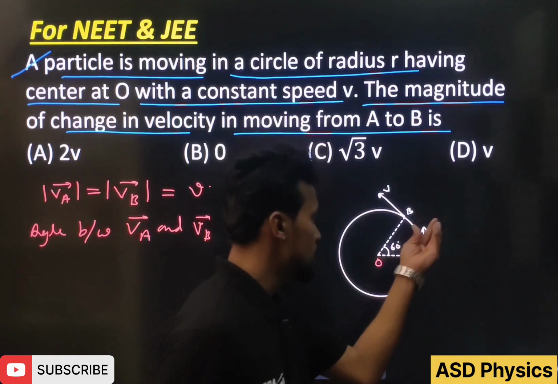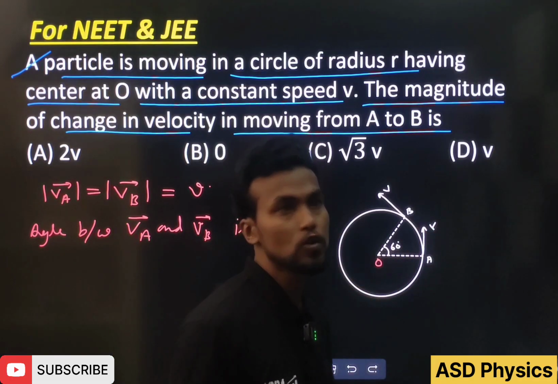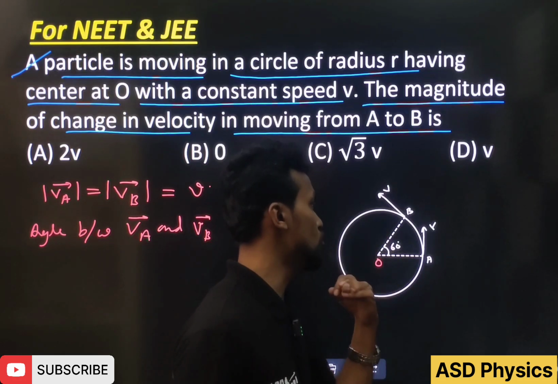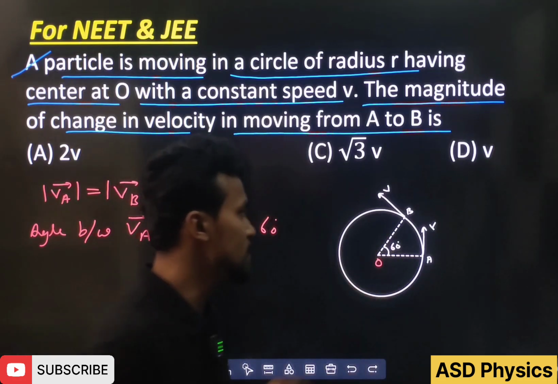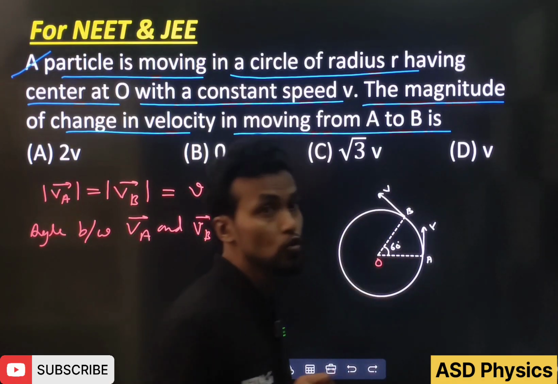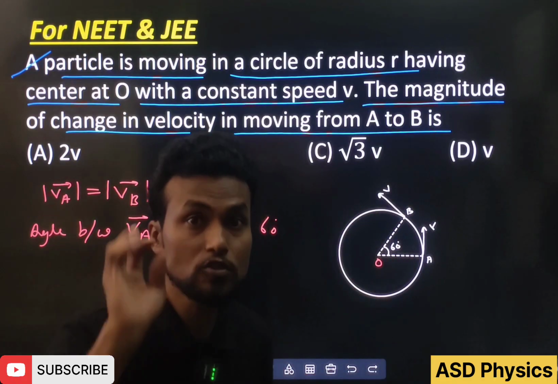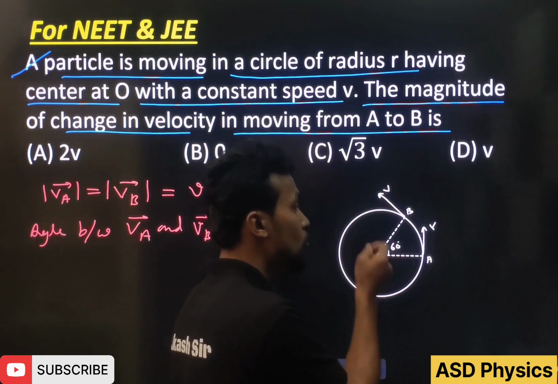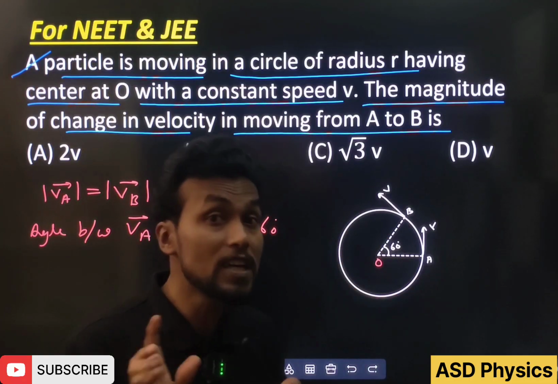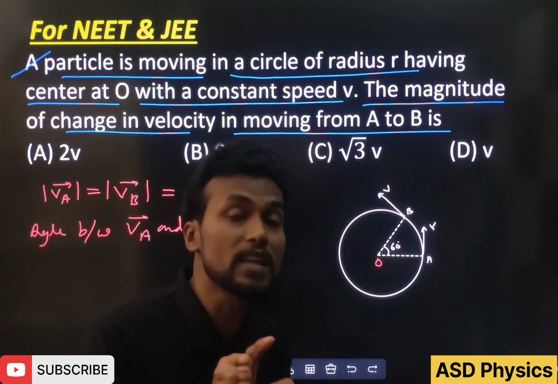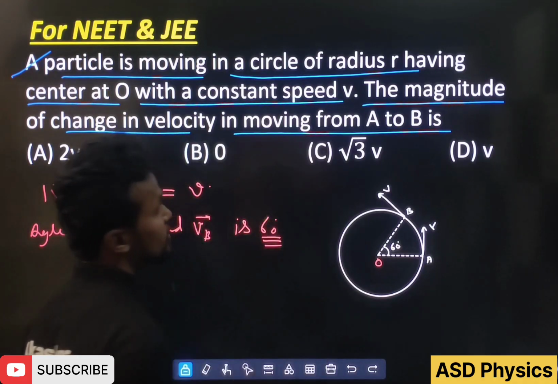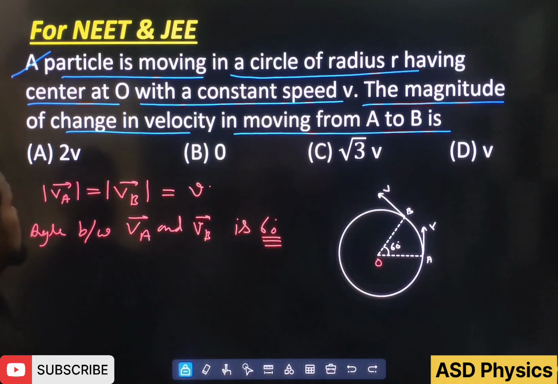Now you see this velocity v is perpendicular to OA and this velocity v in tangential direction is perpendicular to OB. Both these velocities are perpendicular, so if the angle between OA and OB is 60 degrees, then the angle between velocities VA and VB, which are perpendicular to OA and OB respectively, is also 60 degrees. This is very important and is often used in questions.